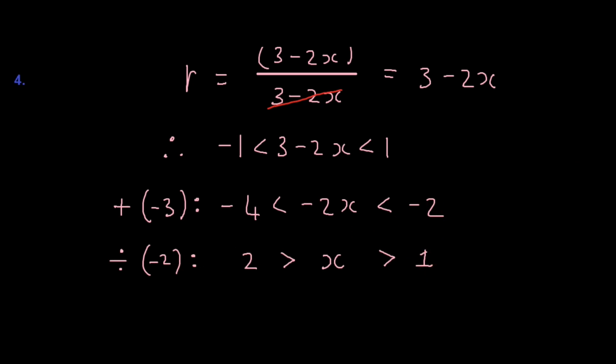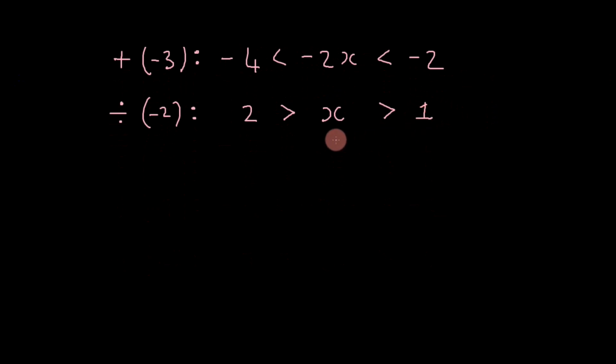We want the smaller number, the 1, to be on the left-hand side. So we flip this inequality. So 1 will be less than x, which will be less than 2.